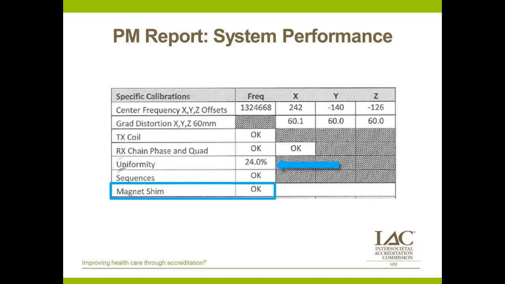So one of the things I thought was interesting here was that there is a uniformity number here quoted as 24%, and there's no specification or range given for this. So I can tell you from personal experience making a lot of measurements of uniformity on a lot of different MRI scanners, there are some situations where a 24% uniformity is fantastic for certain kinds of coils, certain kinds of situations. Other times, a 24% uniformity is terrible.